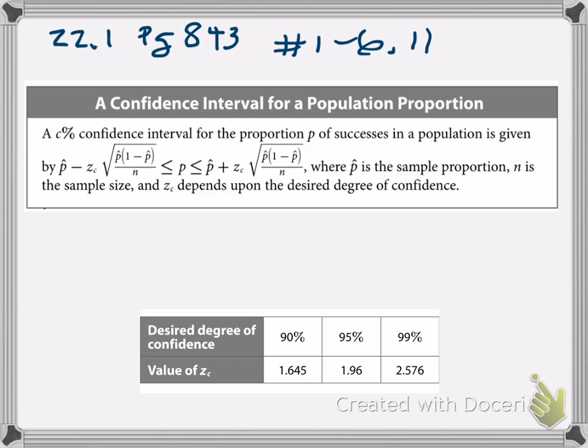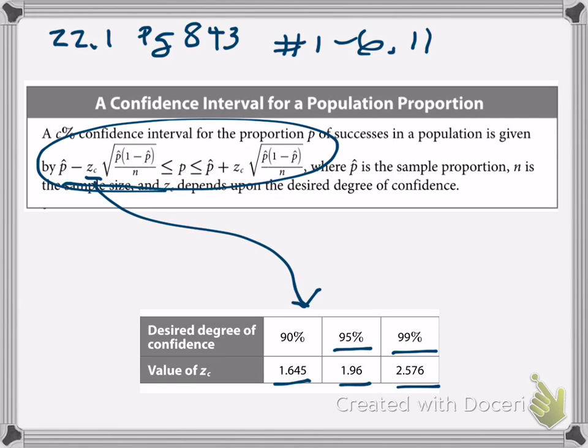The only change really here, the major change here, is the z of c, and that you'll be using this chart down here. If they say 90% confidence error, you're using 1.645. If they say 95%, 1.96, 99%, 2.576. Okay, so this is the equation. This here is the equation that we'll be using in order to find our confidence interval.